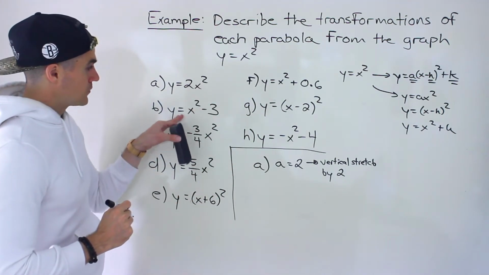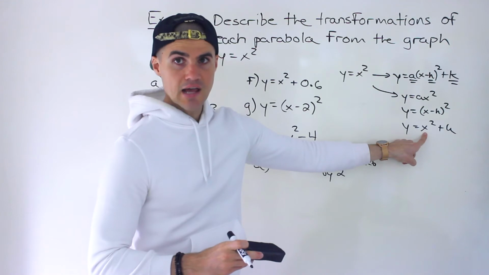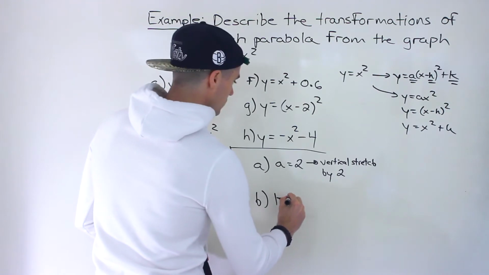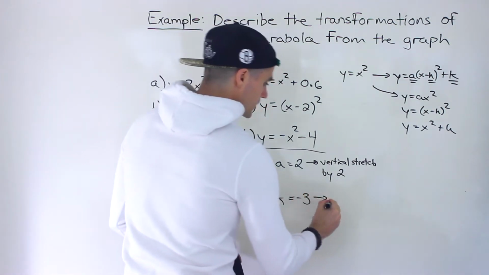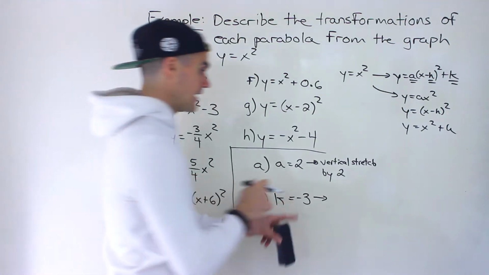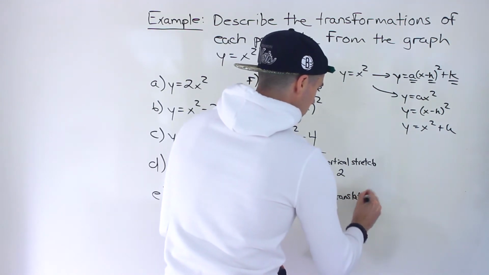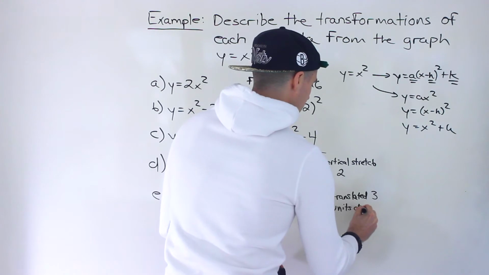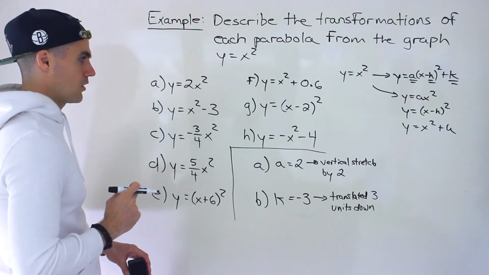Now moving on to part B, we got y equals x squared minus 3. Which of these formats is it? Well, it's the x squared plus k format. So in part B, we have a k value of negative 3. What does a k value of negative 3 mean? Remember, a k value deals with vertical translations, or shifts up and down. So a negative 3 means that the graph is translated, or shifted, you could use either, 3 units down. That's the only transformation that happens in part B.